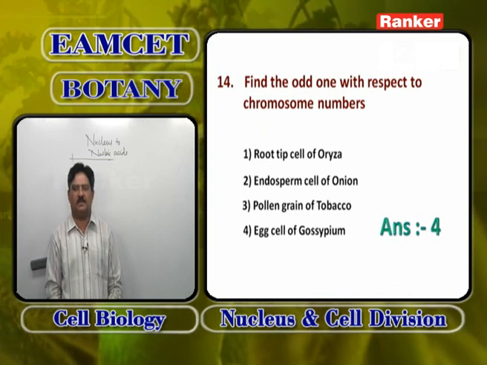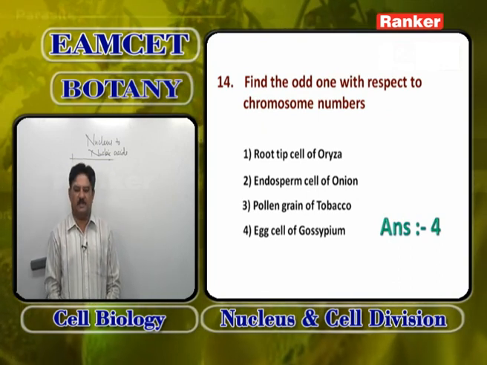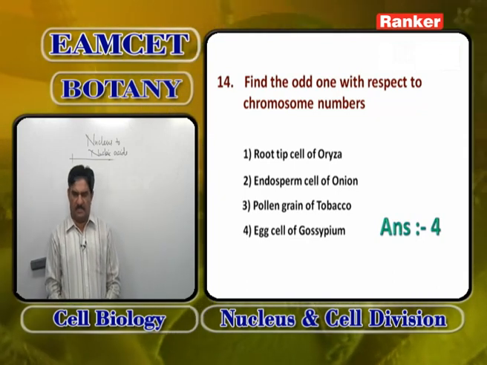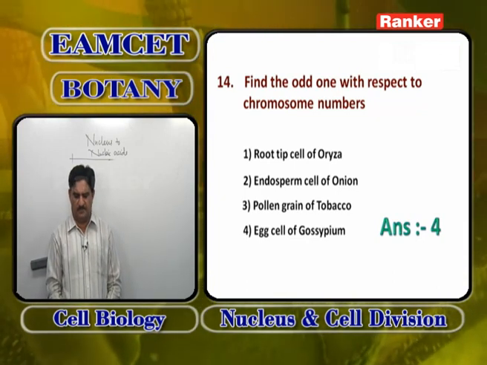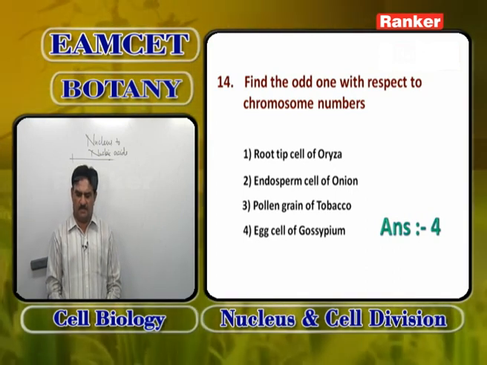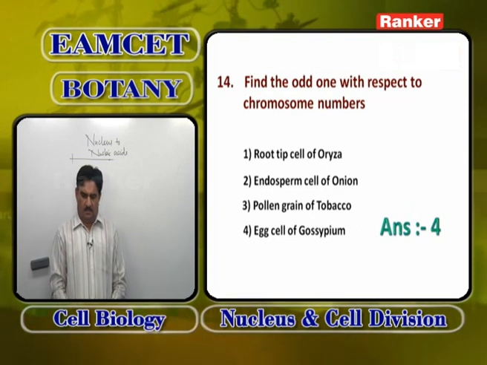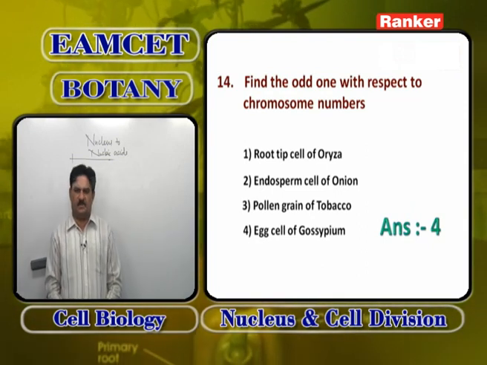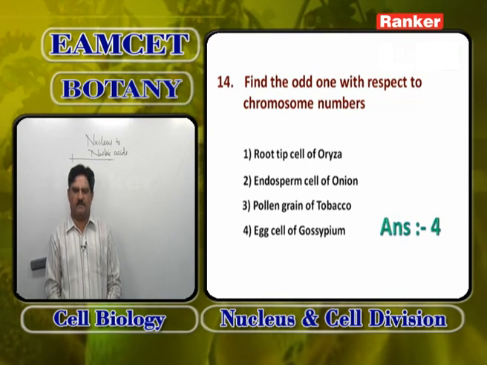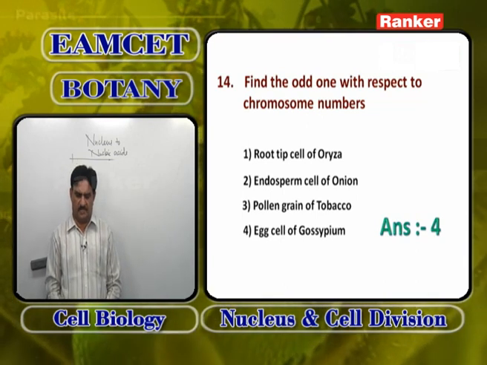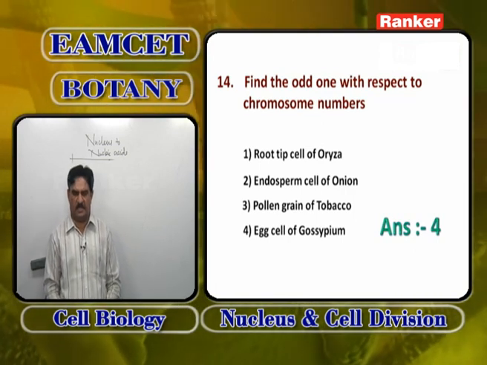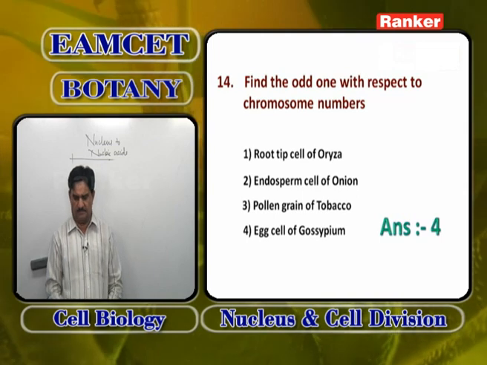So, root tip cell of Oryza is 24 chromosomes. Endosperm cell of onion or Allium is 24 chromosomes. Pollen grain of tobacco is 24 chromosomes. Egg cell of Gossypium is 26 chromosomes. So the odd one with respect to the chromosomal number: root tip cell is 24, endosperm cell of onion is 24, pollen grain of tobacco is 24, so the egg cell of Gossypium is 26. The answer is 4, egg cell of Gossypium.